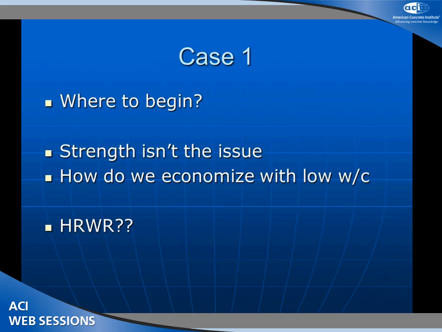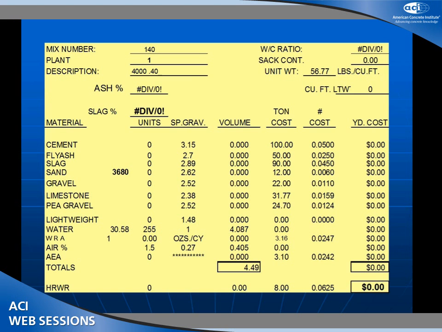Is he going to be legitimate? Is he going to put all that cement in there to get our water cement ratio where it needs to be, or is he going to play with numbers? Strength isn't an issue. So first off, to economize, we would look at a high-range water reducer.